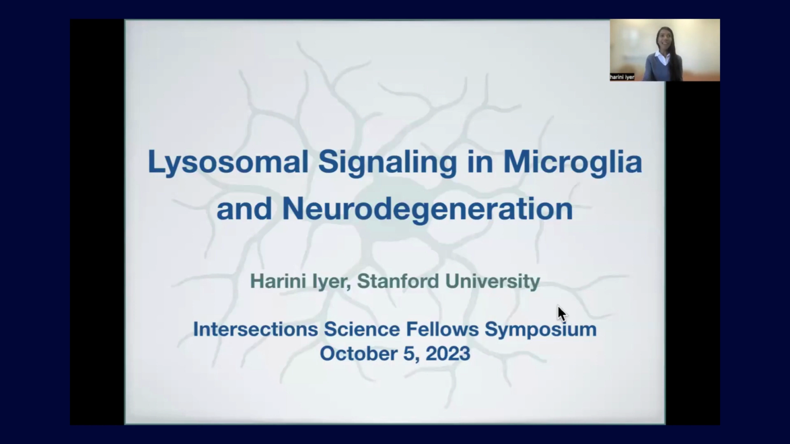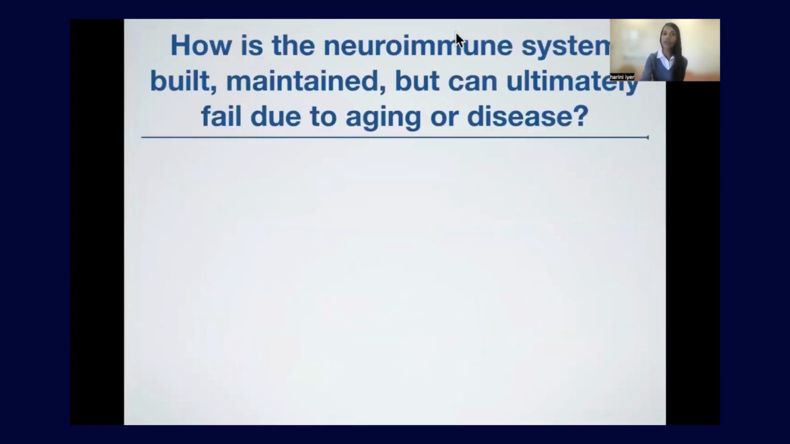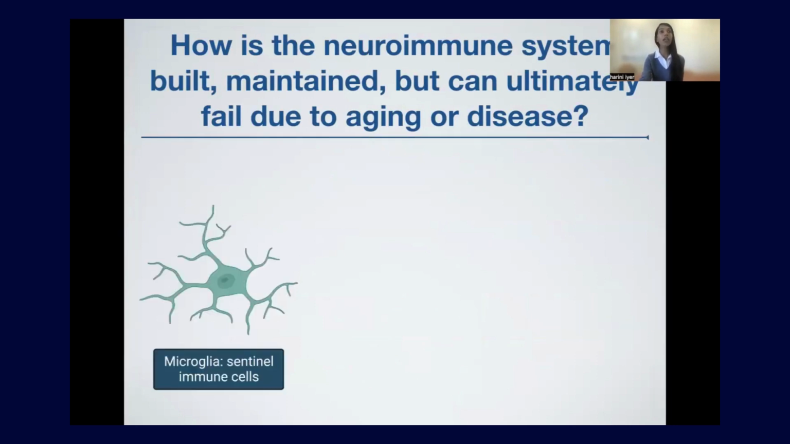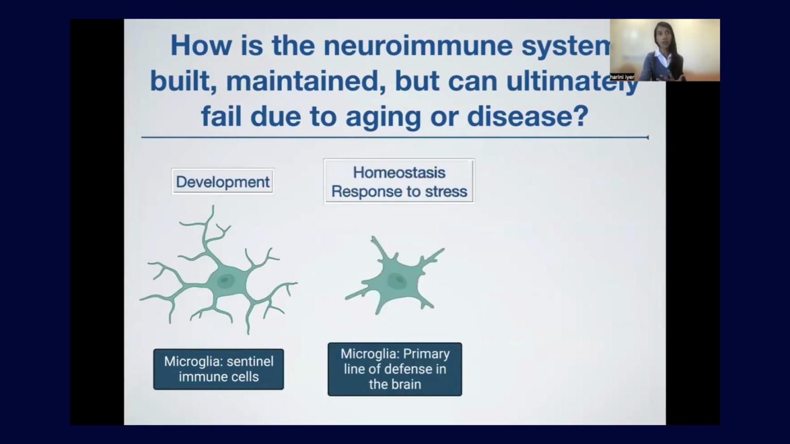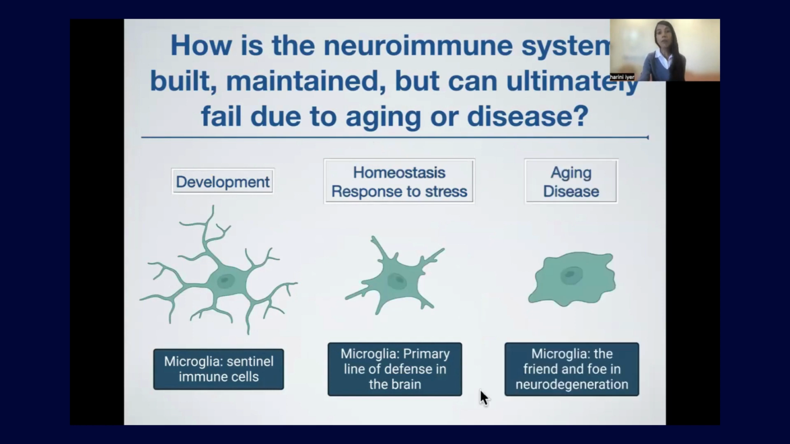Hi, everyone. The overarching question that defines my research interest is, how is the neuroimmune system built? How is it maintained? And how can it ultimately fail due to aging or disease? Members of my independent research laboratory will ask this fascinating question from the perspective of these sentinel immune cells of the brain called microglia, which play an important role in the development of the brain, in its homeostasis and response to stress. And most importantly, the aberrant activation of microglia is implicated in multiple neurodegenerative conditions.